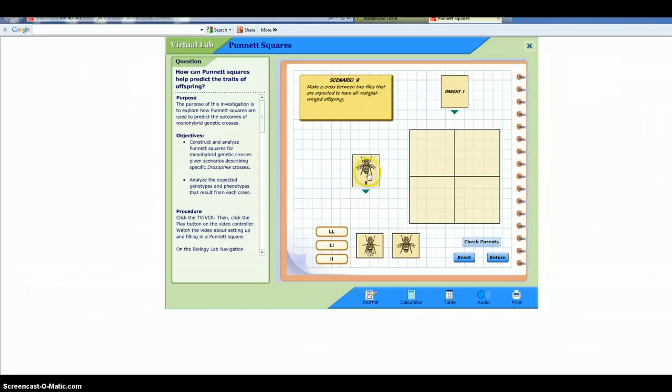Is that right? No, wait a minute. We got to find this one. Oh, that's what vestigial winged is. So it's a dominant gene. Okay. So let's take what parent 2 is.